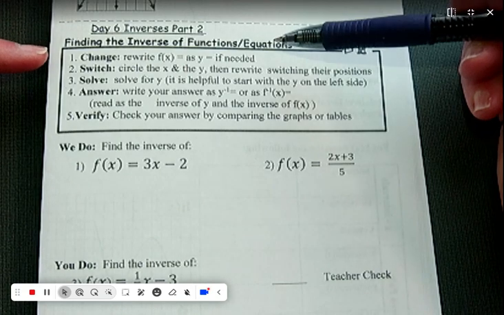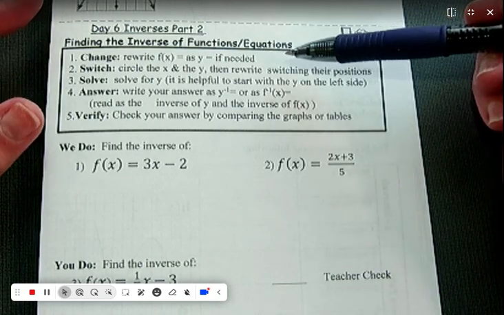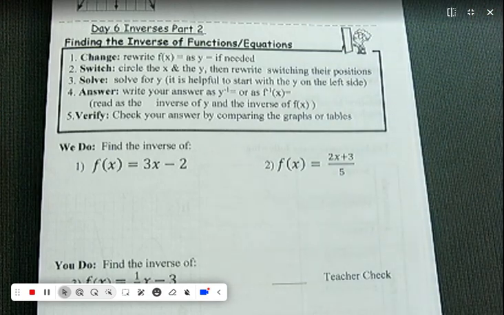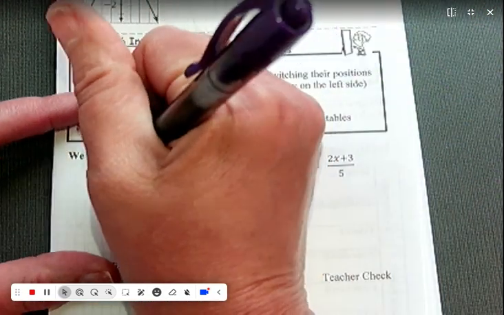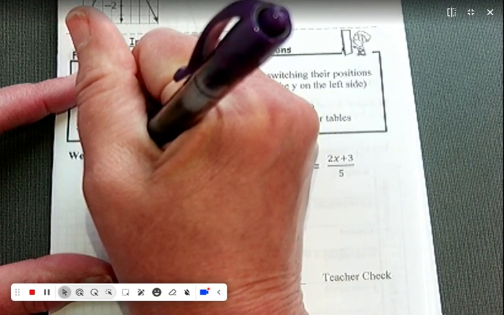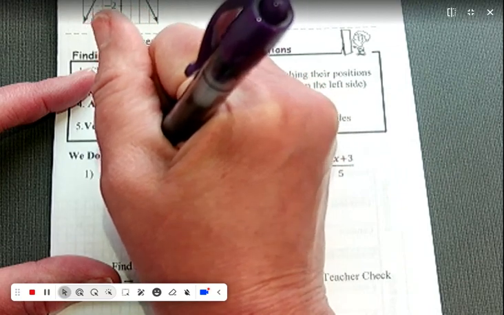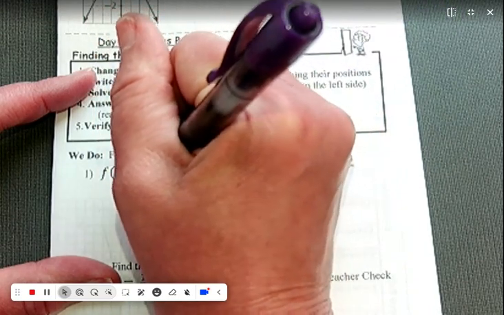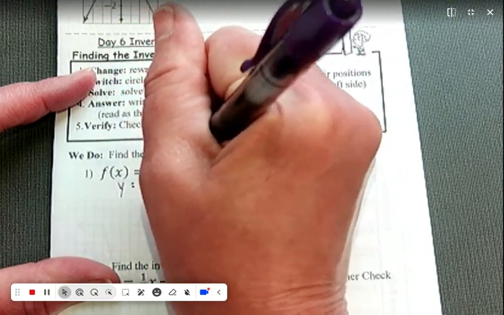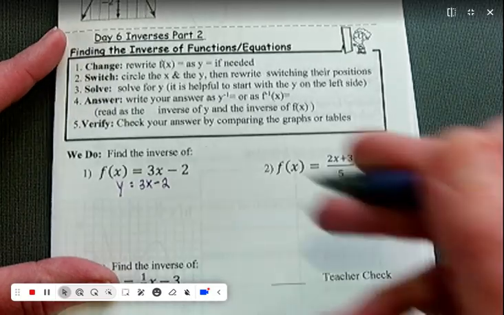It says, number 1, we're going to change and rewrite f of x as y equals if needed. So whatever it is, f of x, anything other than y, like e of x, a of x, go ahead and just change it into a y. So that's our first step.